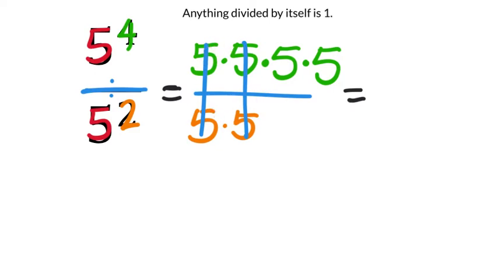I'm just going to make them phantom 1s, though. So what do I got left over? Well, it's base 5. But how many 5s do I have multiplied here? 1, 2. So I end up with 5 to the power of 2 right here.